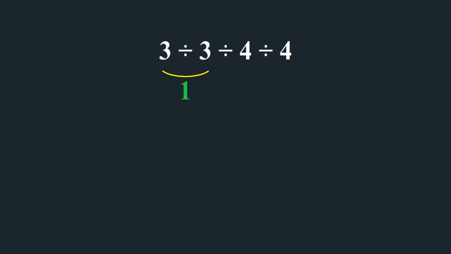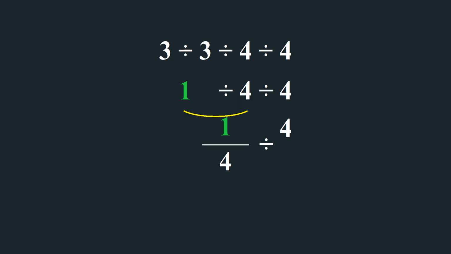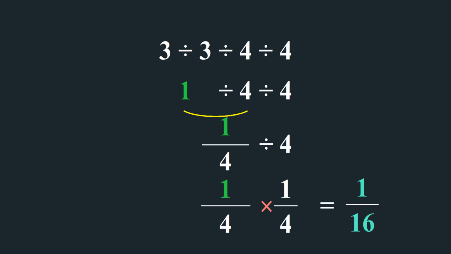So we have 1 divided by 4 divided by 4, and we can write this part as 1 over 4 divided by 4. So we must keep the first fraction 1 over 4 and change division to multiplication times, then flip the second fraction 1 over 4 which equals 1 over 16. And this is our final answer for this problem.